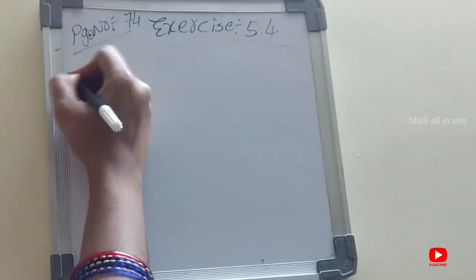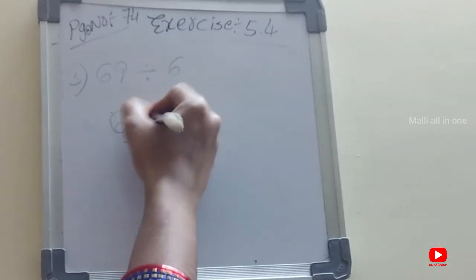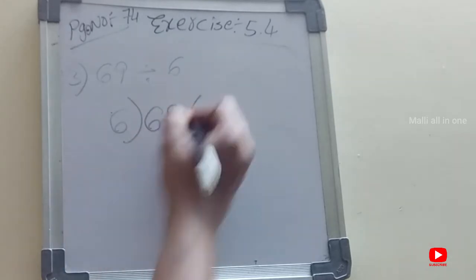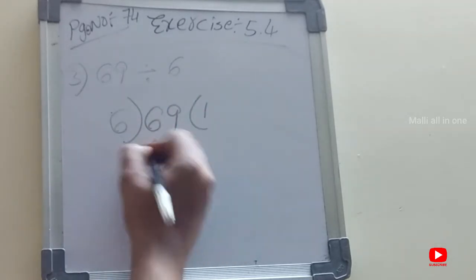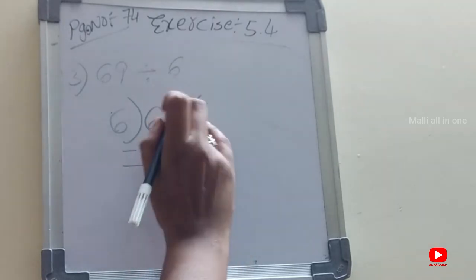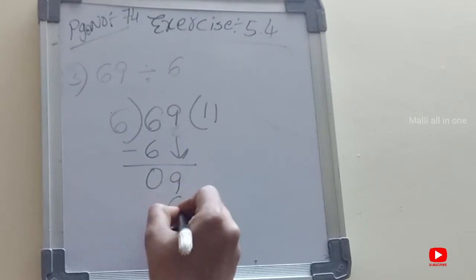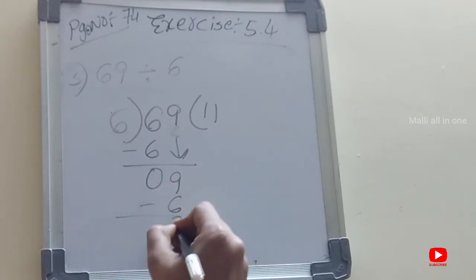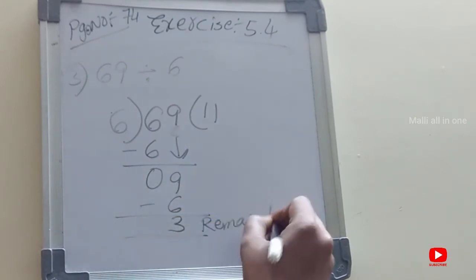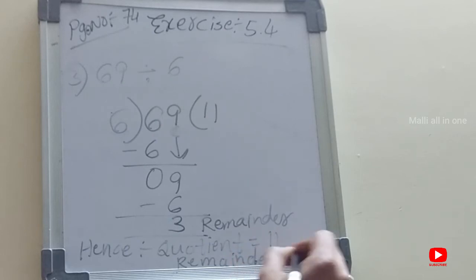Now the third one, 69 divided by 6. In the 6 table, 6 1s are 6. This 9 comes down. So 0. 6 1s are 6. 6 2s are 12, so we have to take 1. 6 1s are 6. 9 minus 6 is 3. So the remainder is 3. Hence quotient equals 11, remainder equals 3.